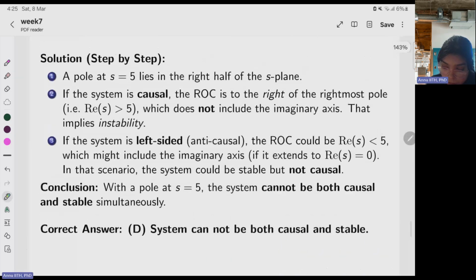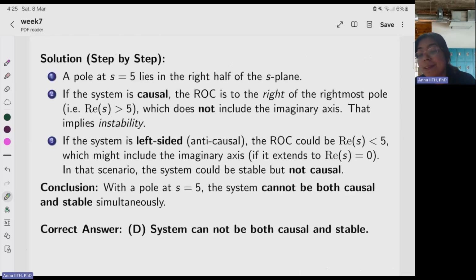Cannot be causal. Okay, let me see how it is. So the pole at s equals 5 lies in the right half of the s-plane. So it is unstable. Also, if the system is causal, the ROC is to the right of the rightmost pole. So if it doesn't include the imaginary axis, that implies instability. If the system is left-sided or anti-causal, the ROC could be less than 5, which might include the imaginary axis. In that scenario, the system could be stable but not causal. With the pole at s equals 5, the system cannot be both stable and causal simultaneously.